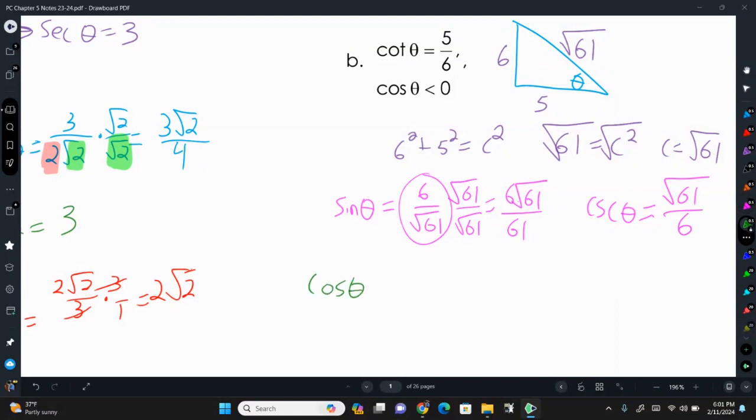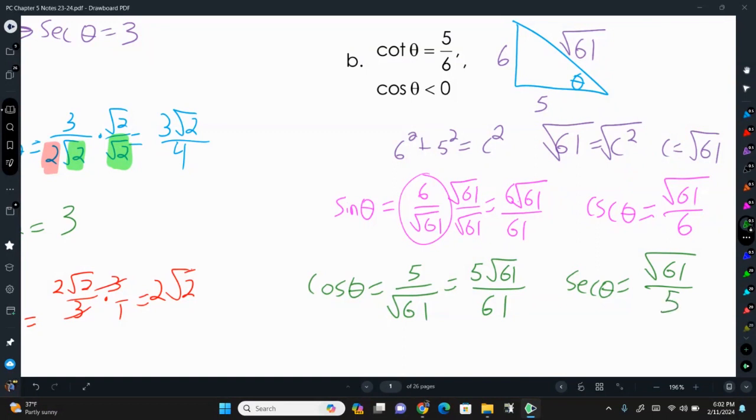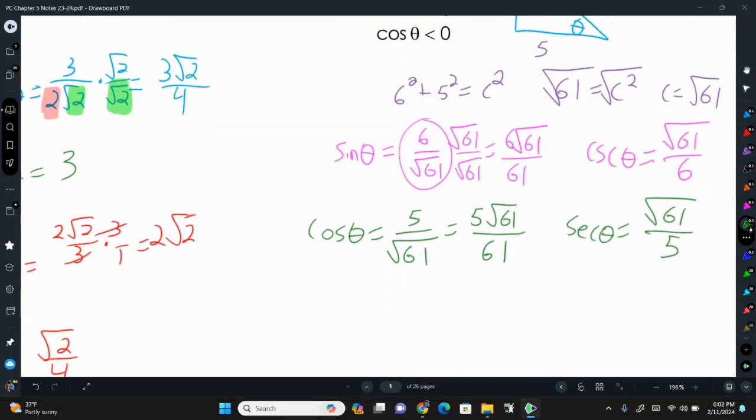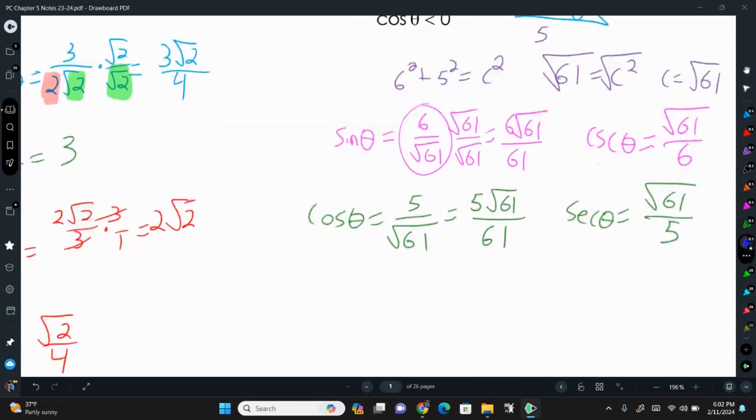Then the cosine is the adjacent over the hypotenuse, and again, we can't have that. So it's going to be 5 square root of 61 over 61. And then the secant is going to be cosine flipped. And then tangent, well, we already know what cotangent is. Cotangent was 5 over 6, so that means tangent is 6 over 5.